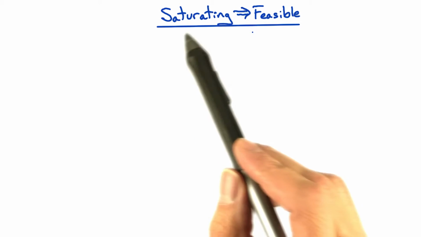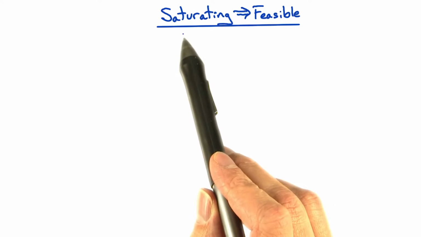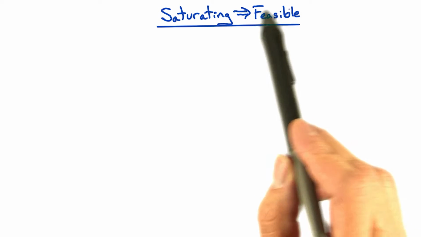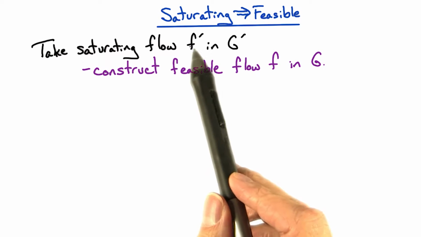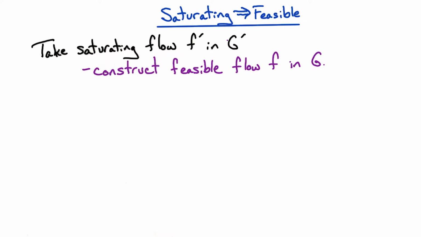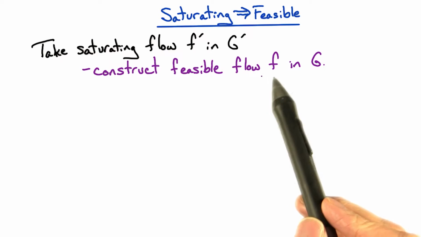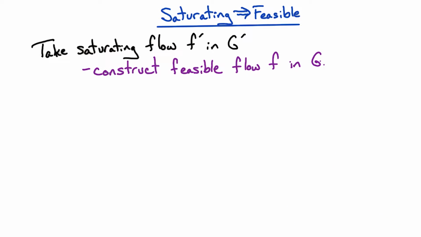Let's first prove that the existence of a saturating flow in G' implies the existence of a feasible flow in G. So what we're going to do is take a saturating flow F' in this graph G' that we constructed, and use that to construct the feasible flow F in the original flow network G. Now the construction is quite straightforward.